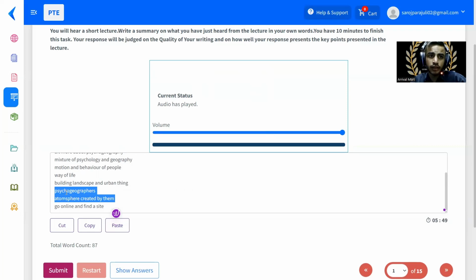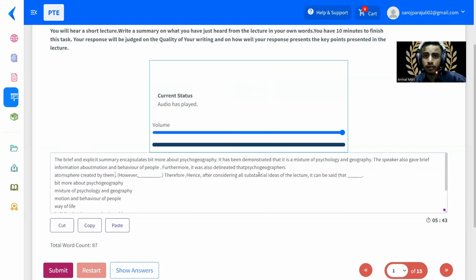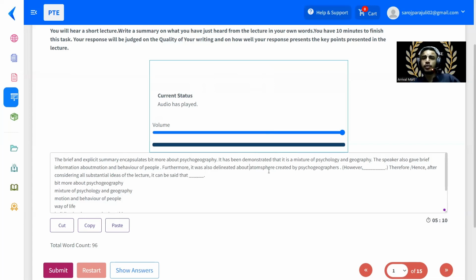Okay, I will arrange this too. There won't be any problem. It was also delineated that what I will be doing is that psychogeographers created by, delineated. Okay. Psychogeographers. It was also delineated. Furthermore, it was also delineated about, we can do this, there won't be any problem. Atmosphere, about atmosphere curated by psychogeographers.